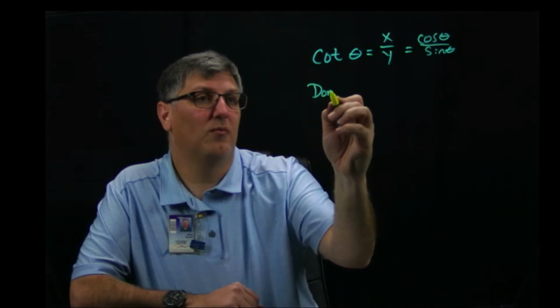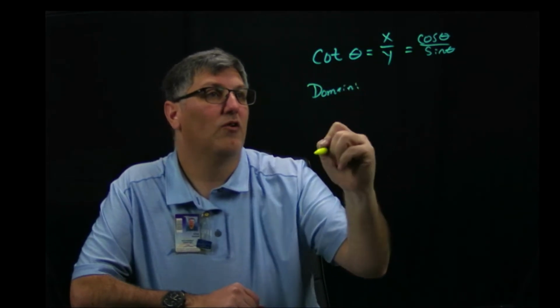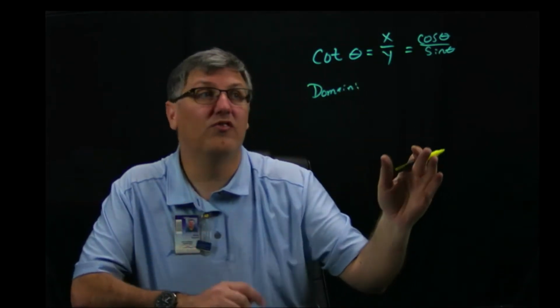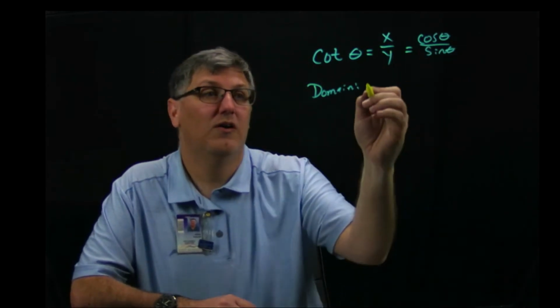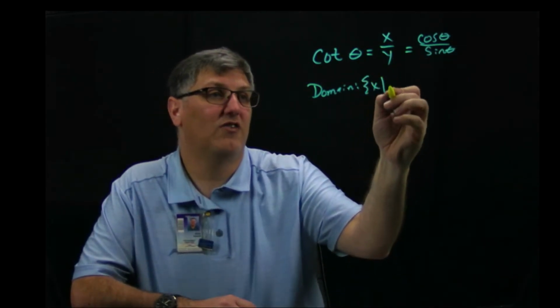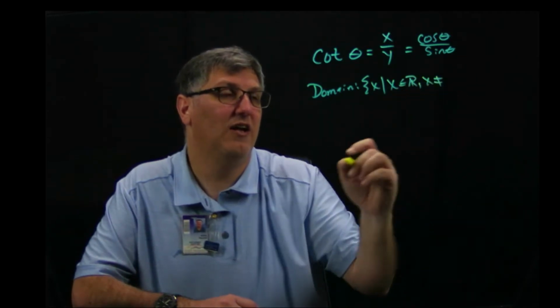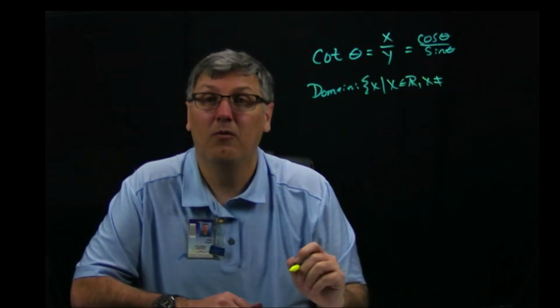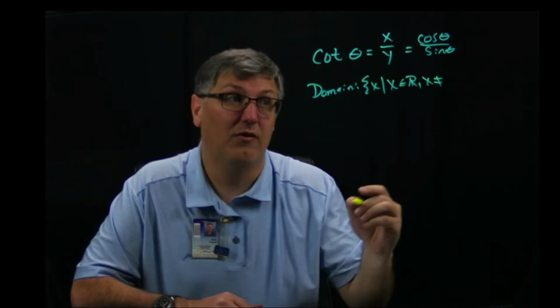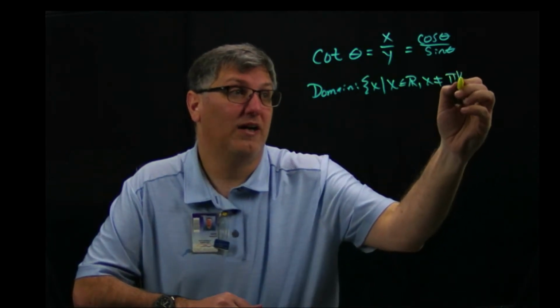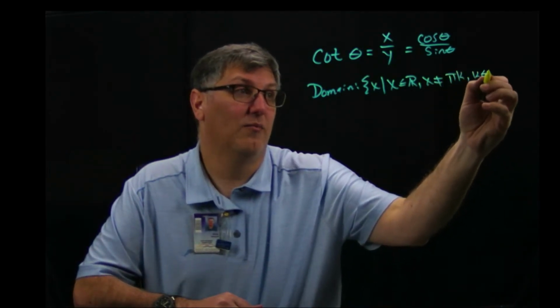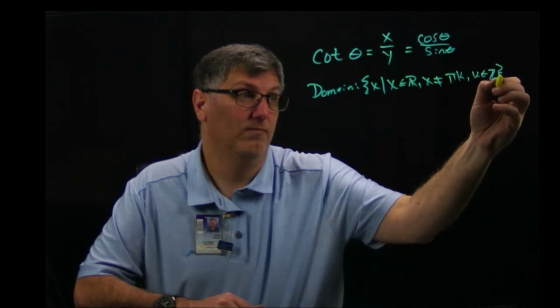Let's talk about the domain. Well, the domain of this is going to be all real numbers except for where sine is 0. So it's the set of all x's such that x is an element of the real numbers and x cannot equal, well, let's take where sine is 0. Well, that starts at 0 and it repeats every pi. So this is pi k when k is an element of my integers.